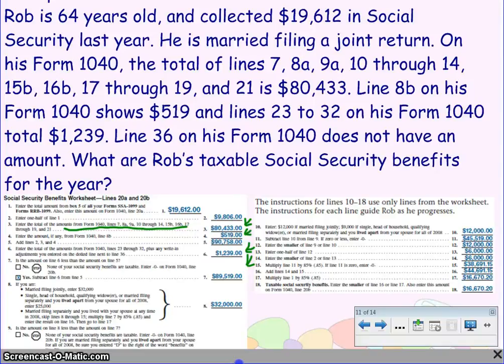So, if we read it here, it says if you are married filing jointly, enter 32,000. And I'm reading this right here in this area, and he is married filing jointly, so he filed $32,000. Now if we look at the next chart, it says instructions for lines 10 through 8. It says enter $12,000 if married filing jointly. So he is, that's what he filled out.